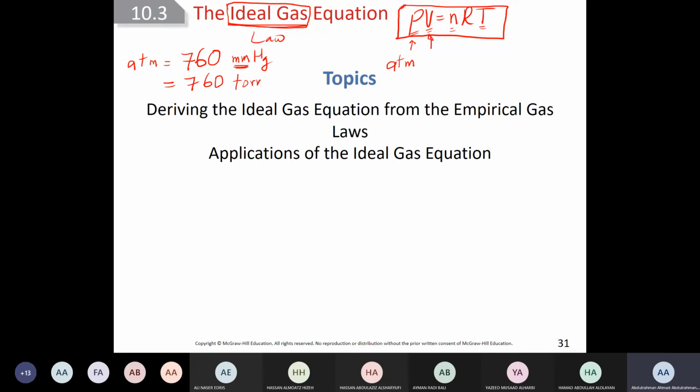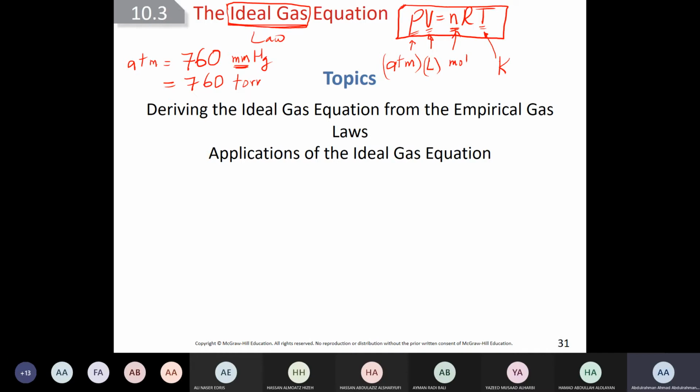The other variable is V. What's V? Volume. What's the unit that we use for it? Liter. Good. What is T? Temperature. What's the unit? Kelvin. Good. And N? Number of moles. The unit that we use is mole, and I hope everybody knows the mole.